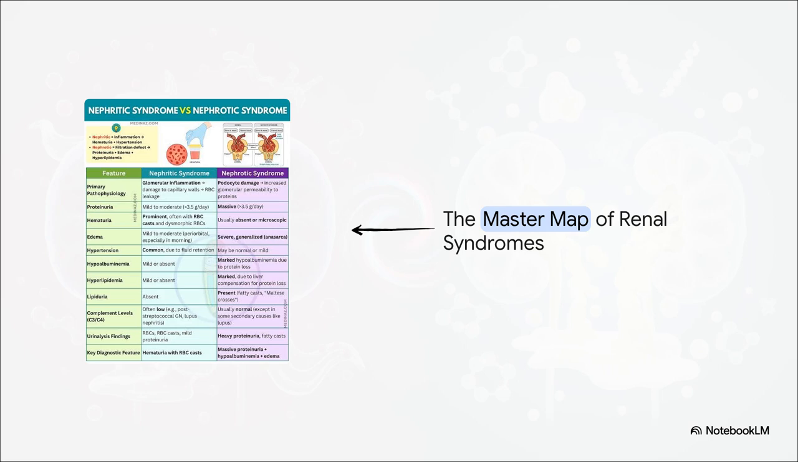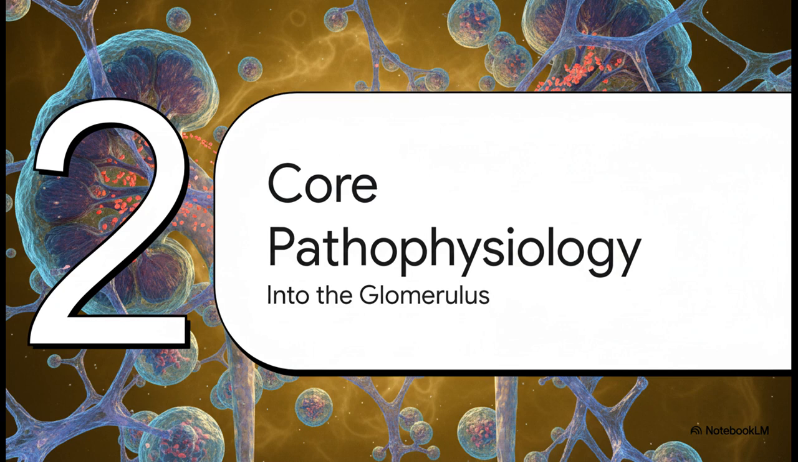It compares everything from the basic pathophysiology down to the specific urinalysis. Now, don't panic. You don't need to write a MAR or memorize every single row right this second. We're going to break down all these specific markers together. Just keep this mental anchor in mind as we walk the ward today. Moving right along to Section 2, core pathophysiology.